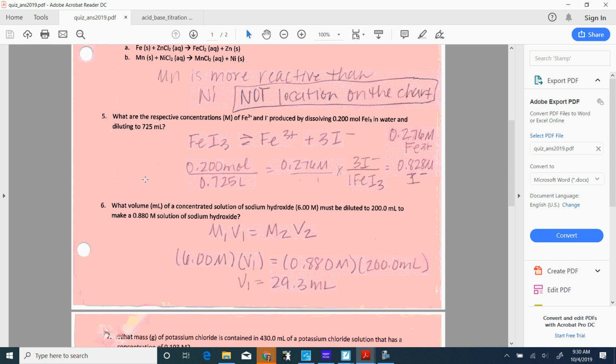So you have to multiply it by 3 because you have a mole ratio of 3 to 1. And then this one is just going to be the same.